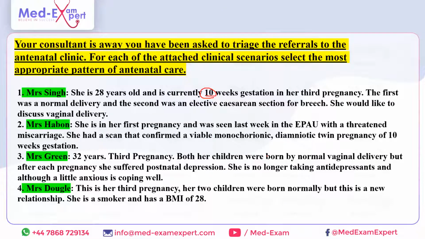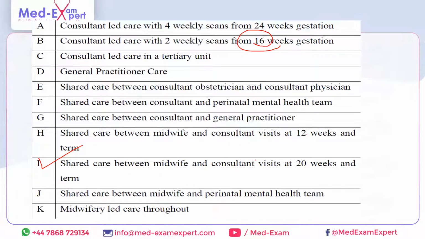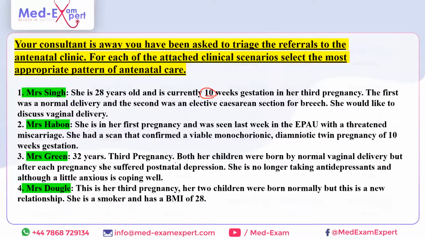Then our third case was she's 32 years old, third pregnancy. Both the children were born by vaginal deliveries, but after each pregnancy, she suffered with postnatal depression. She is no longer taking antidepressants, and although a little anxious, she is coping well. So yes, perinatal mental health team. So this is how it can come. So yes, F.